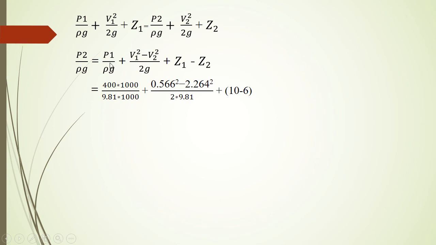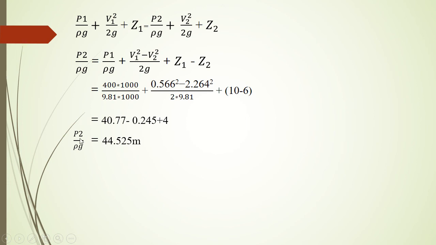Okay, so here P1 by rho g. So P1 is given as 400 kilo Newton. Kilo means again you have to substitute 1000, right? So 400 kilo Newton per meter square divided by rho g. Rho g is nothing but rho, here the water is flowing, so density is going to be 1000 and g is 9.81. Okay, now V1 and V2 both the values I know, I will substitute, and Z1 and Z2 both the values I know, right? In that case, if I calculate, P2 by rho g is nothing but 44.524 meter.